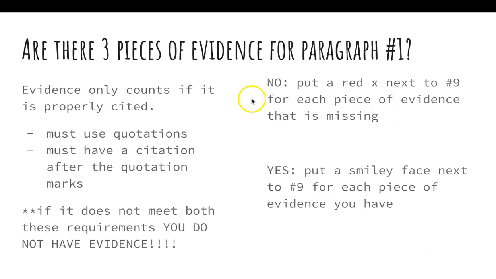Are there 3 pieces of evidence for paragraph 1? Evidence only counts if it is properly cited. You must use quotations and you must have a citation after the quotation marks. If it does not meet both of these requirements, you do not have evidence. There's no evidence if it does not meet these requirements. If you do not have 3 pieces of evidence, put a red X next to number 9 for each piece of evidence that is missing. If you do have evidence, put a smiley face next to number 9 for each piece of evidence you have.